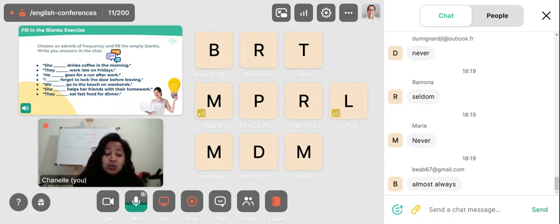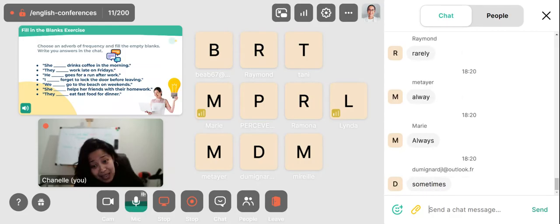We go to the beach on weekends. Before that, we said almost always. Beautiful one. Rarely. Okay. We always. We sometimes. Could we have one that is we periodically go to the beach on weekends, which could be interesting. Let's look at the next one.